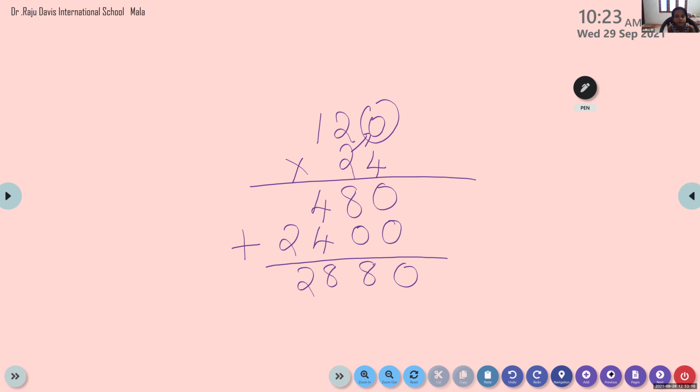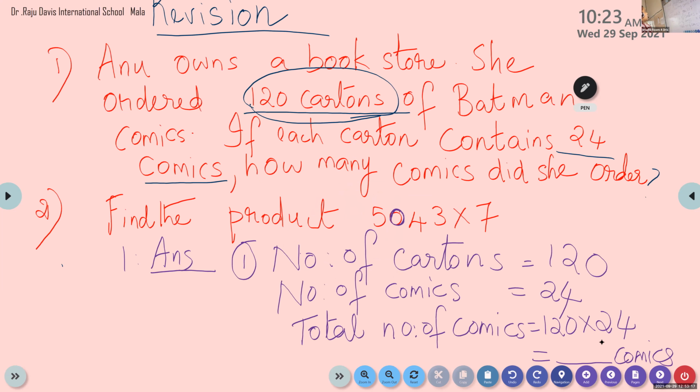2880. So children, please check whether you got. After that, what you will write? 2880 comics. You have to write this word problem with all these steps. Number of cartons here, that is given, 120. Then in each carton, how many comic books are there? Number of comics you have to write, that is 24. The total number of comics how to find out? 120 times 24.